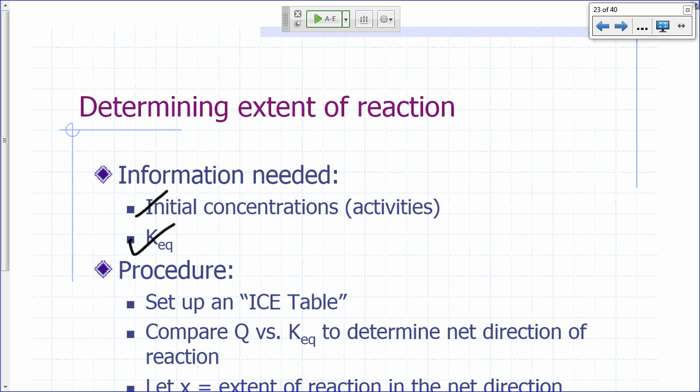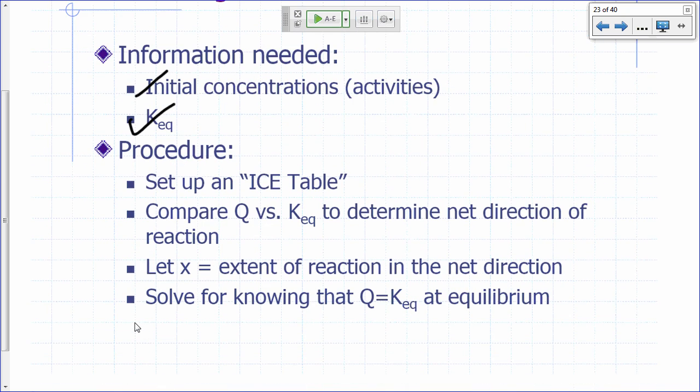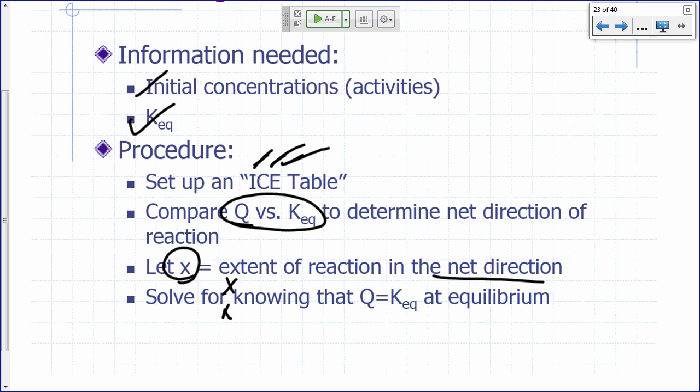The procedure for this, similar to what we did earlier, is you set up an ICE table. What does ICE stand for? Initial concentrations or initial activities, changes, and then the equilibrium values. Then you compare the initial value of Q with KEQ to determine which way the reaction will go. Then you let X be the extent of reaction in the direction that you've decided, and you solve for X, knowing that Q must be equal to KEQ at equilibrium.